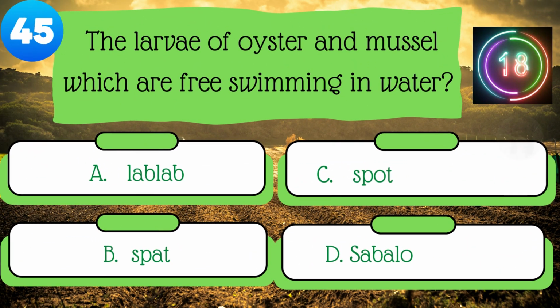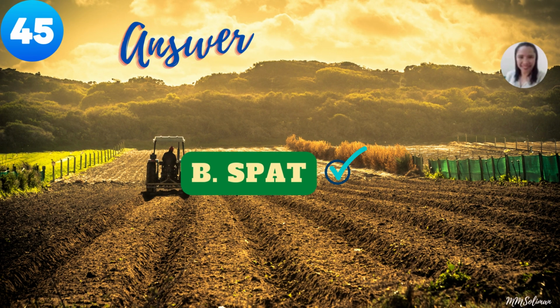The larvae of oyster and mussel which are free swimming in water. A. Loblob, B. Spat, C. Spot, D. Sabalo. The answer is letter B, spat.